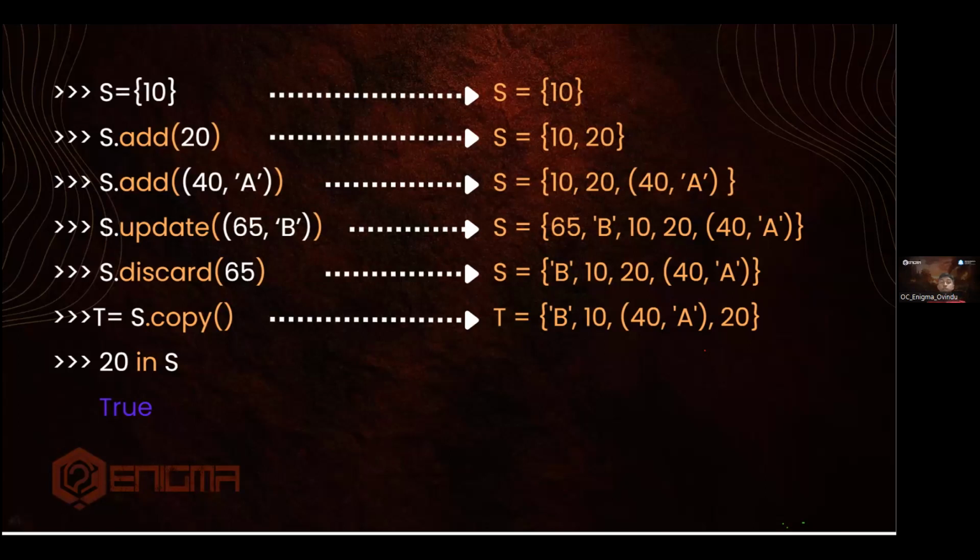But when you give set update, set update lets you give multiple values to insert into a set. You can see that in the fourth line, where 65 and B have been entered as separate elements. Also, set discard is something similar to list.remove. And set copy is a function that helps us copy the elements of a set into a new set. In the final line, you can also see the membership check, which we had for lists, is also possible through sets.